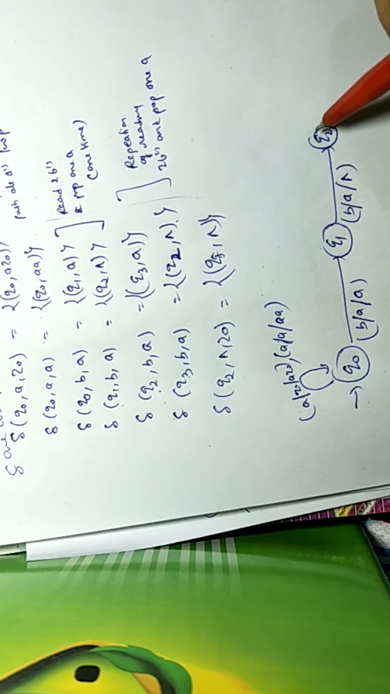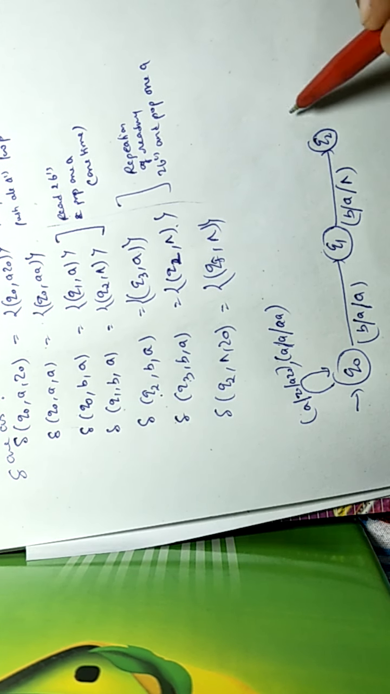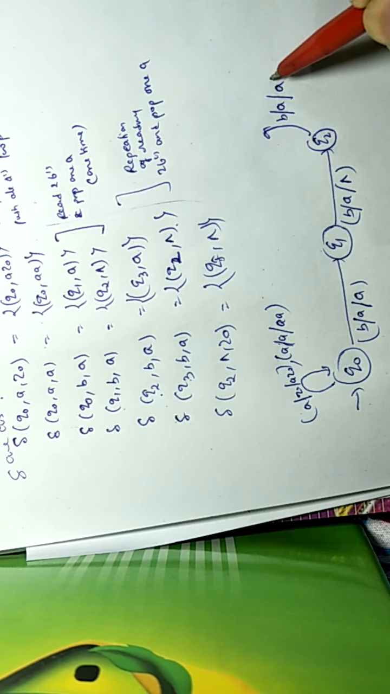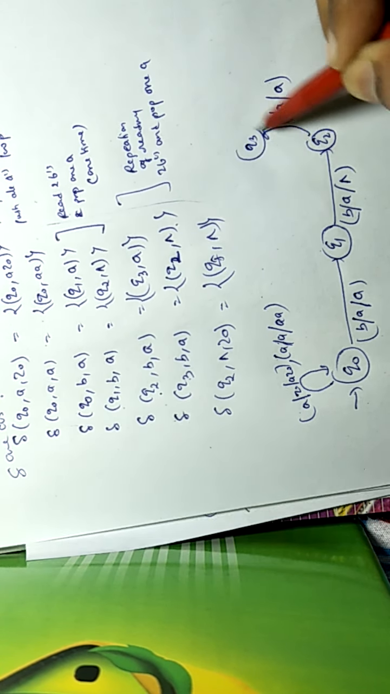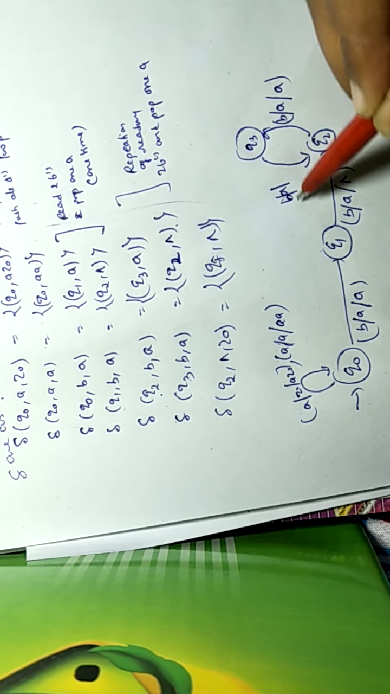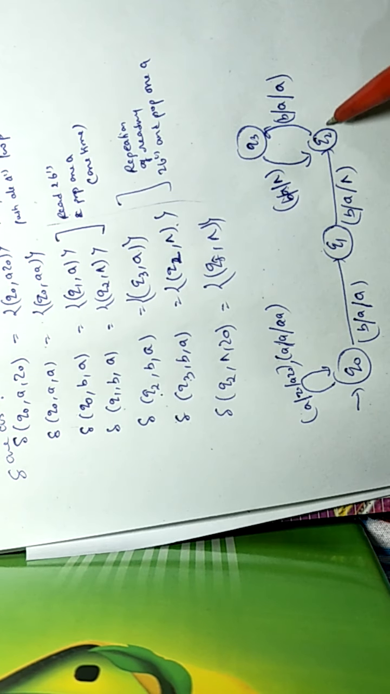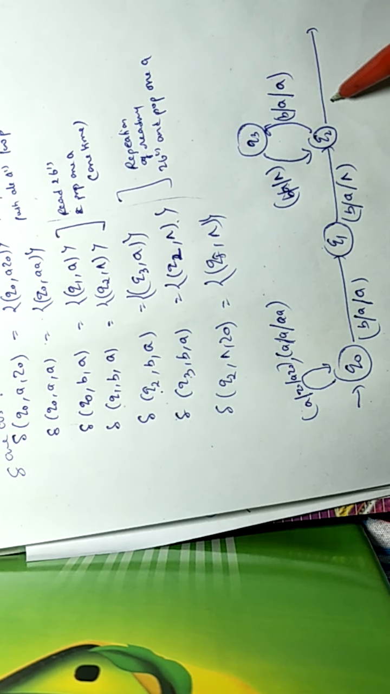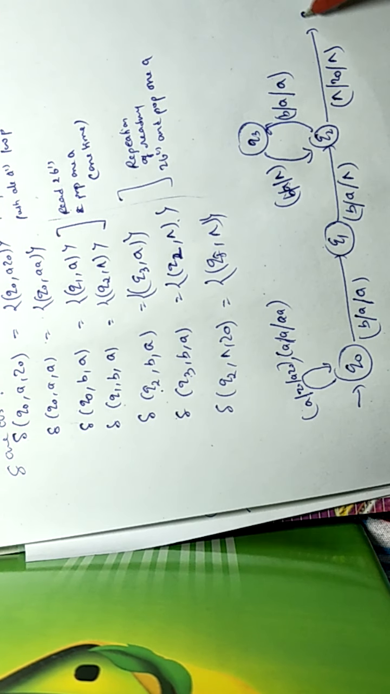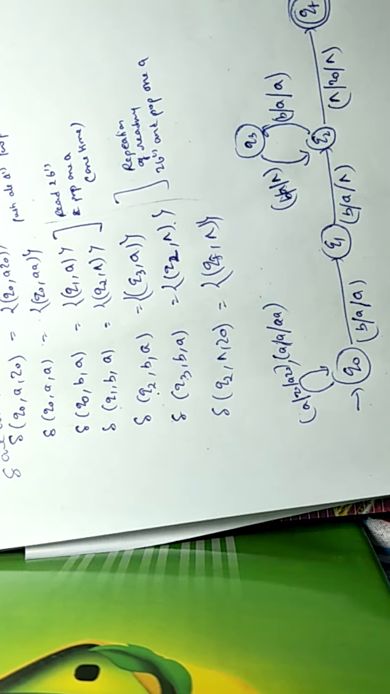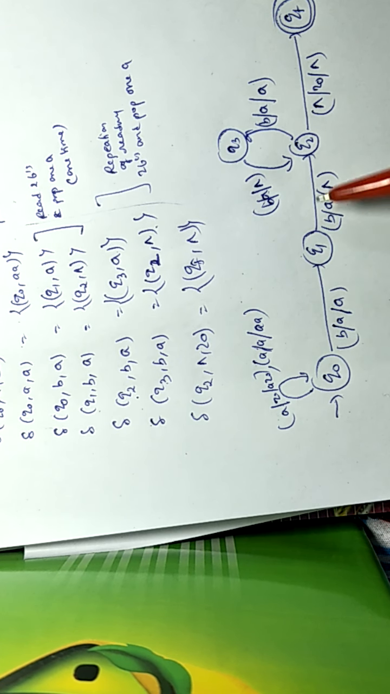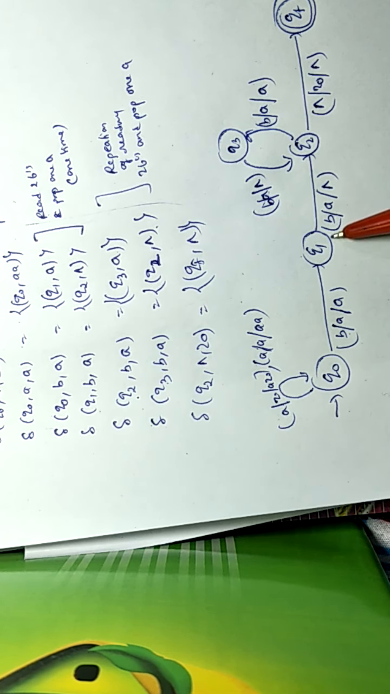Now at Q2 we need to repeat this procedure. So reading B, A on the top, we are doing nothing, moving to Q3, and from Q3 we are reaching Q2 again by reading 1 B and popping 1 A. Then at the end of the input we are reaching the final state.